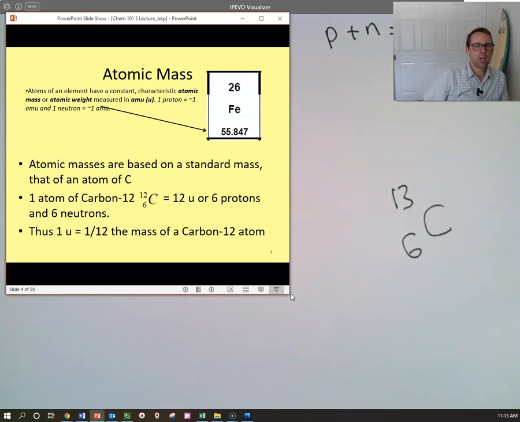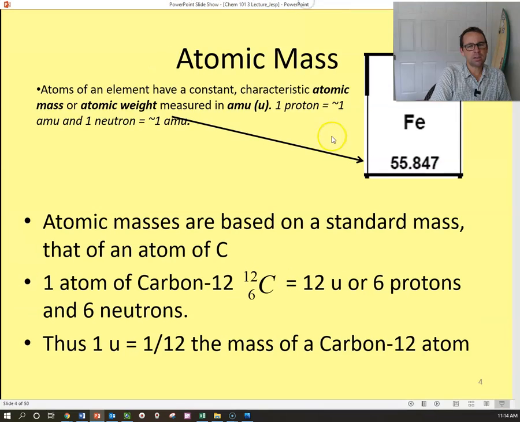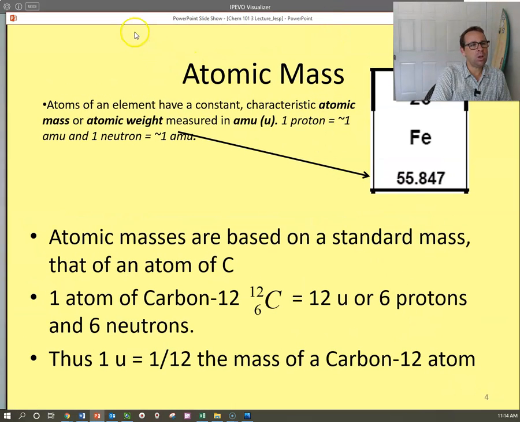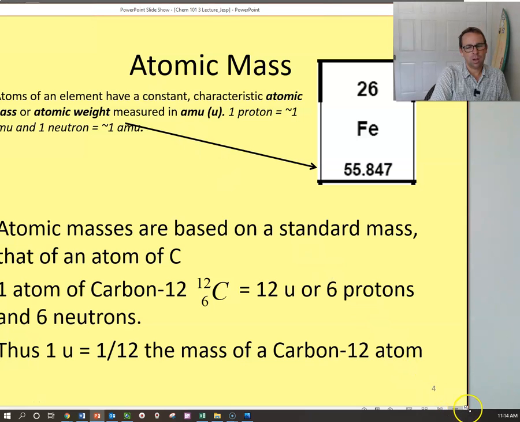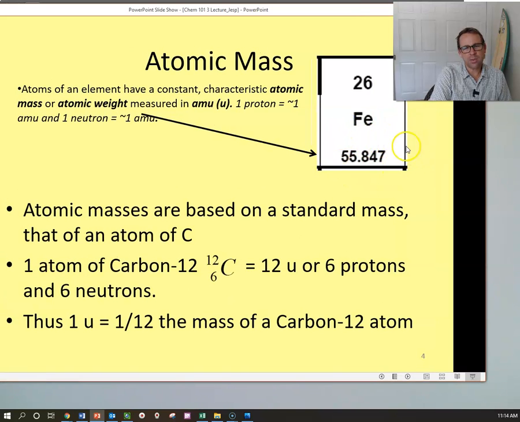So our mass number there helps us know how many protons and neutrons are in a given element. Very good. Now, on the periodic table, this mass number is never a whole number. All right? Because this mass number, in this case 55.847, isn't the mass of every single iron atom, it's the average mass of a collection of iron atoms. None of them are actually going to be 55.847.